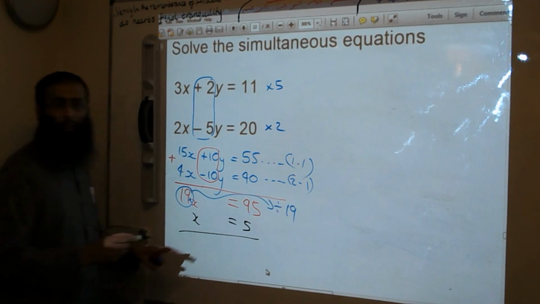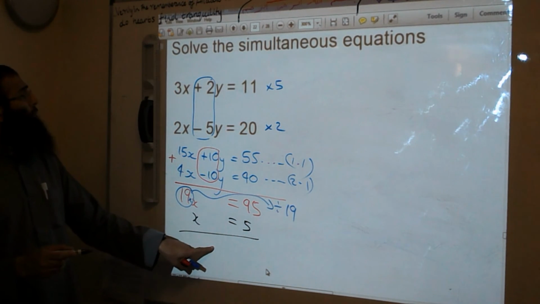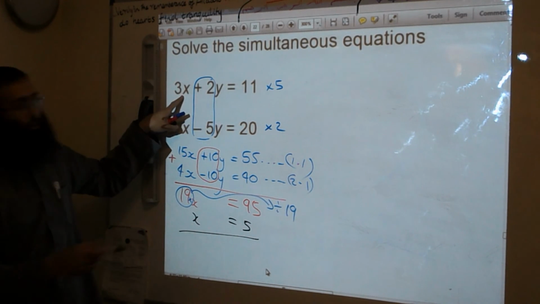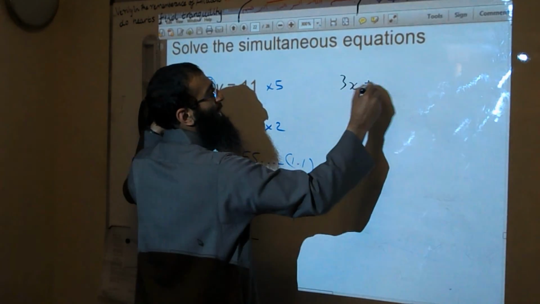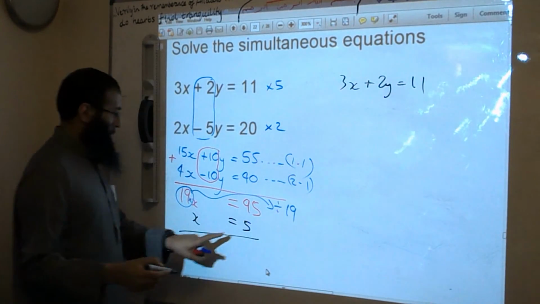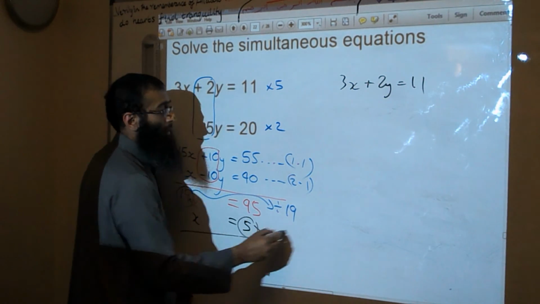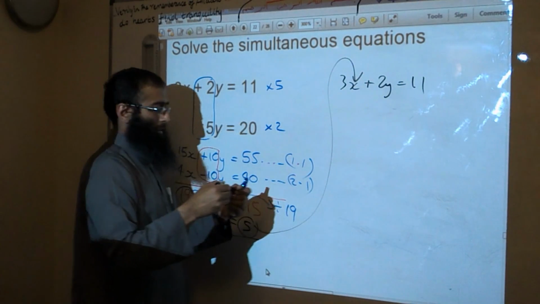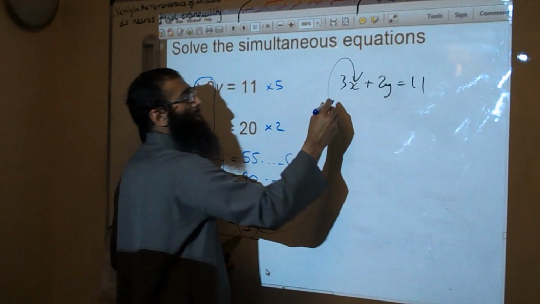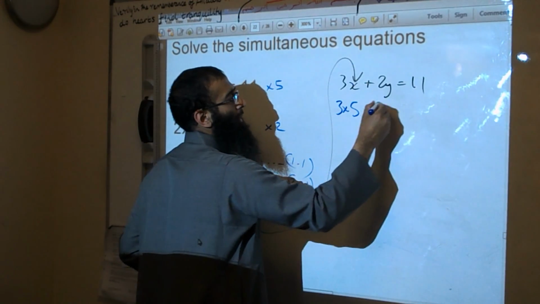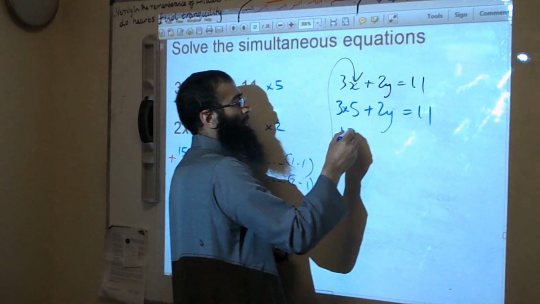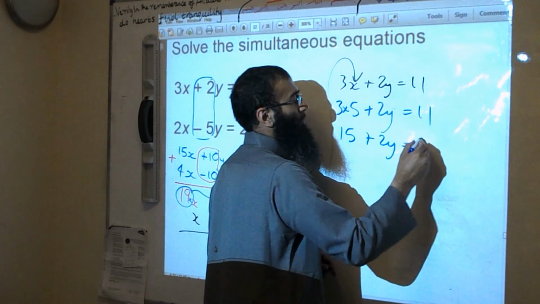Now that we know the value of x is equal to 5, we can substitute it back into any one of these equations to work out the value of y. So I'm going to put it back into the first one. We have 3x add 2y is equal to 11. So we'll put this x value 5 into here. Remember, it doesn't become 35. It's 3 times 5. Add 2y is equal to 11. So 3 times 5 will give us 15. Add 2y is equal to 11.